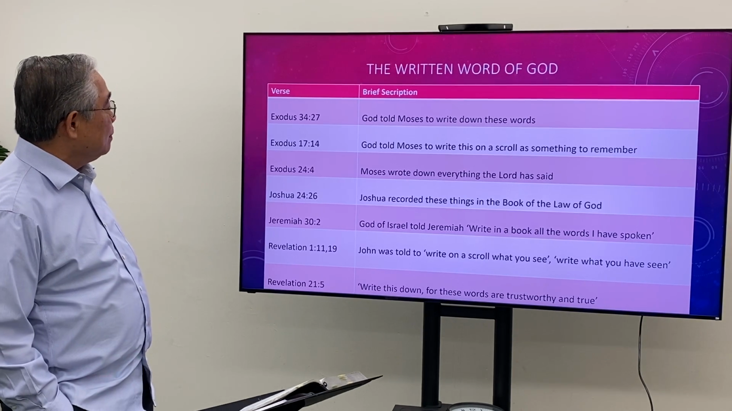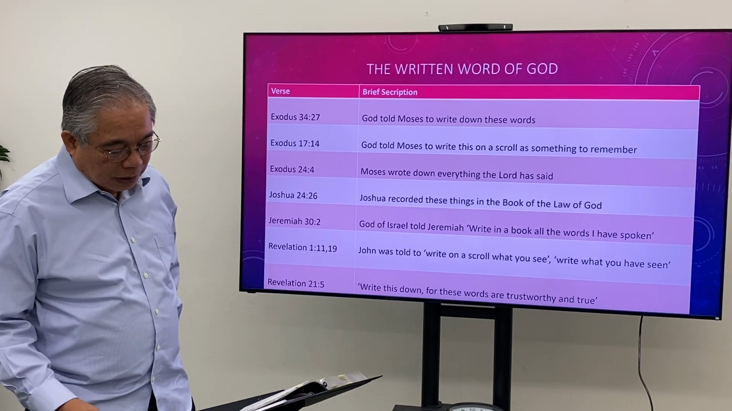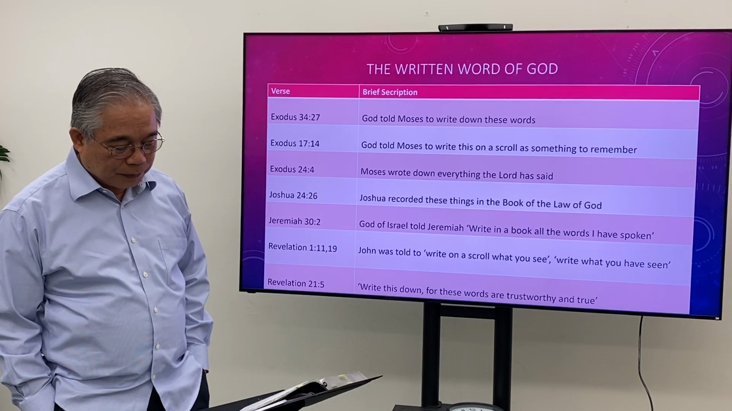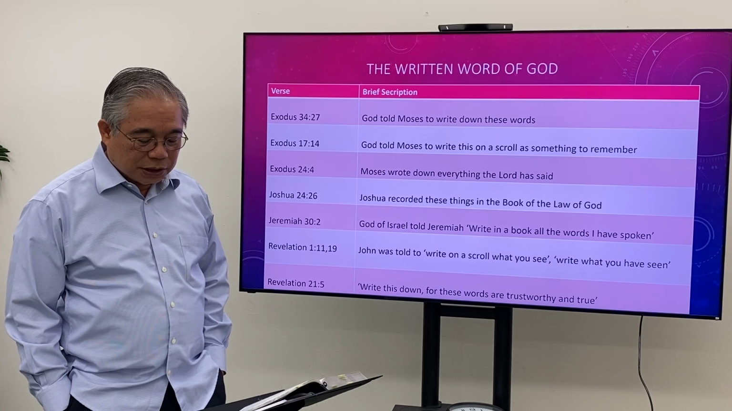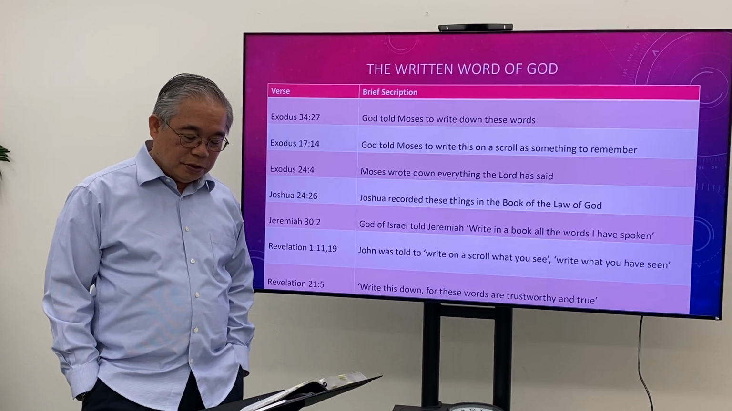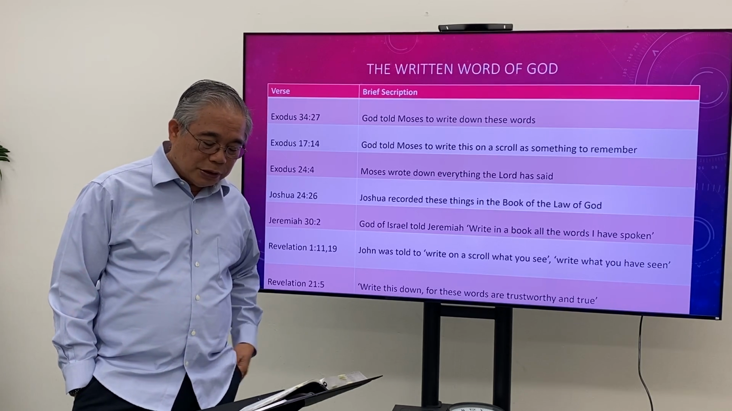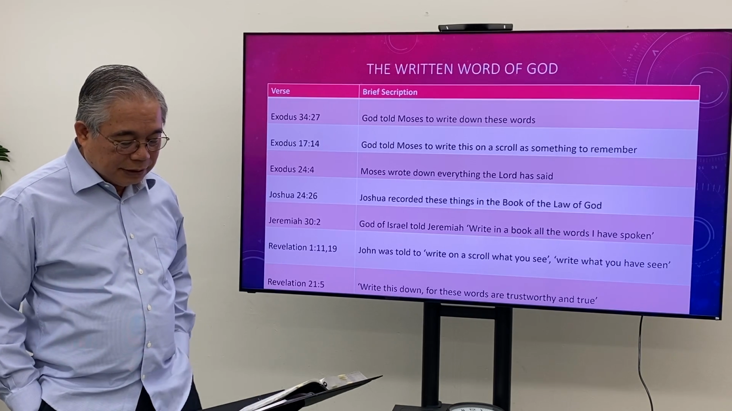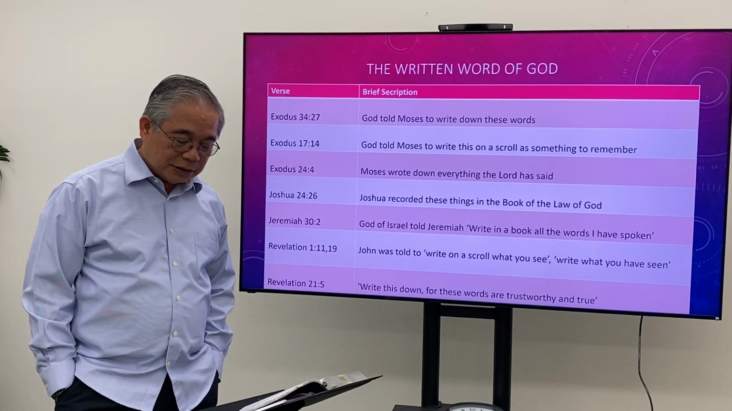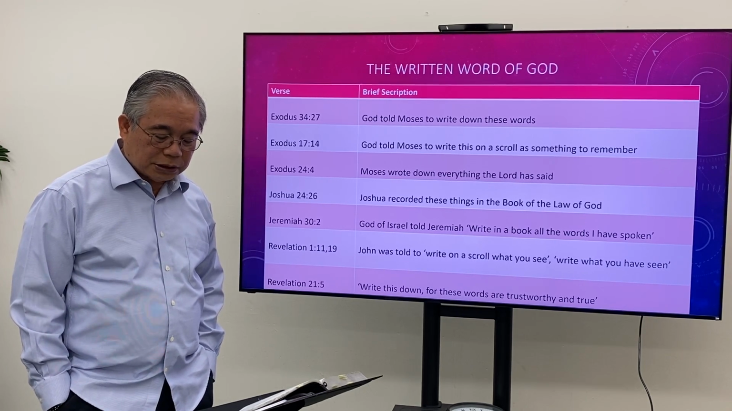There are a few examples that we have here. In Exodus 34:27, God told Moses to write down these words. In Exodus 17:14, God told Moses to write this on a scroll as something to remember. Exodus 24:4, Moses wrote down everything the Lord had said. And Joshua 24:26, Joshua recorded these things in the book of the law of God. And Jeremiah says that the God of Israel told Jeremiah, write in a book all the words that I have spoken.